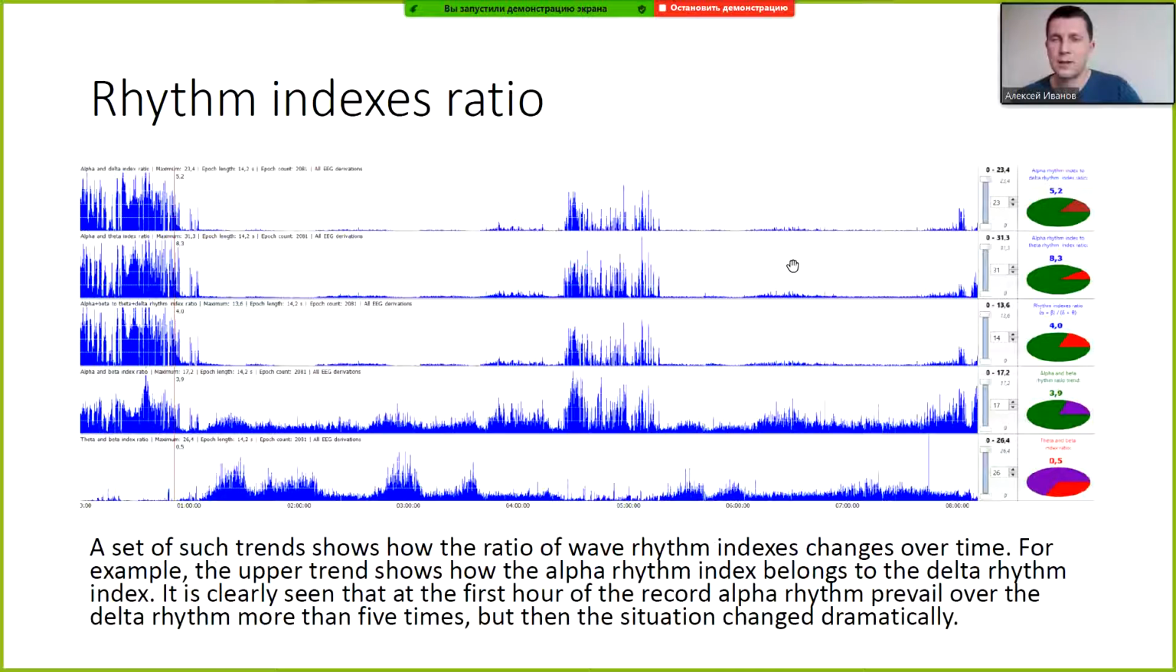Other trends show us the rhythm indexes ratio. For example, here we can see the ratio between alpha and delta indexes, and we can conclude that during the first hour of our recording, alpha rhythm dominated over delta about 5 times, but then delta rhythm becomes higher in amplitude than alpha.